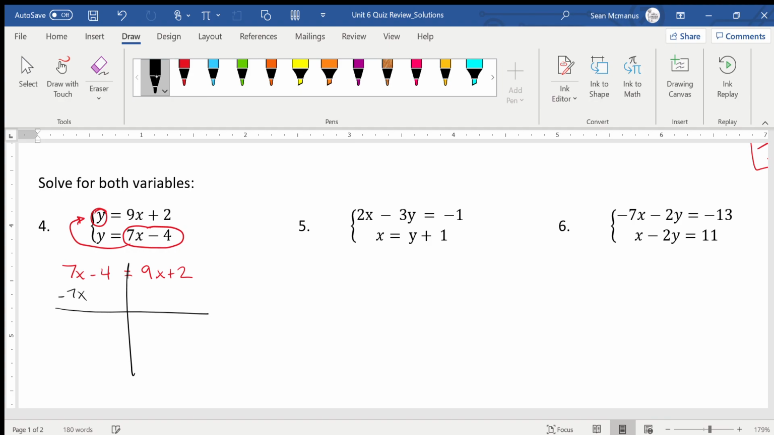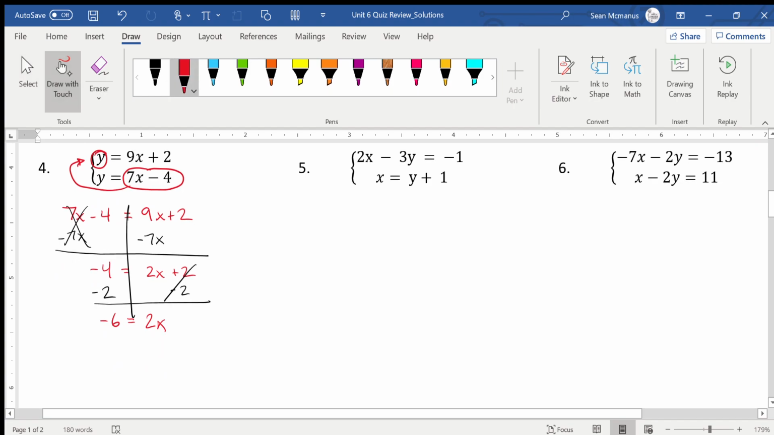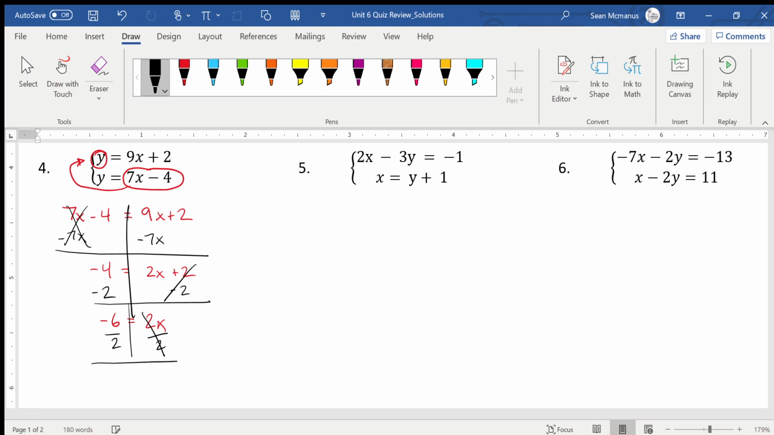Get all the x's on one side, so move them over here so they stay positive. And I end up with negative 4 equals 2x plus 2. Get rid of the constant from that side and do the same over here to keep the scale balanced. So 2x equals negative 4 minus 2, which is negative 6. And if 2x is negative 6, I can divide by the 2. Negative 6 divided by 2 is negative 3. So my x is negative 3.